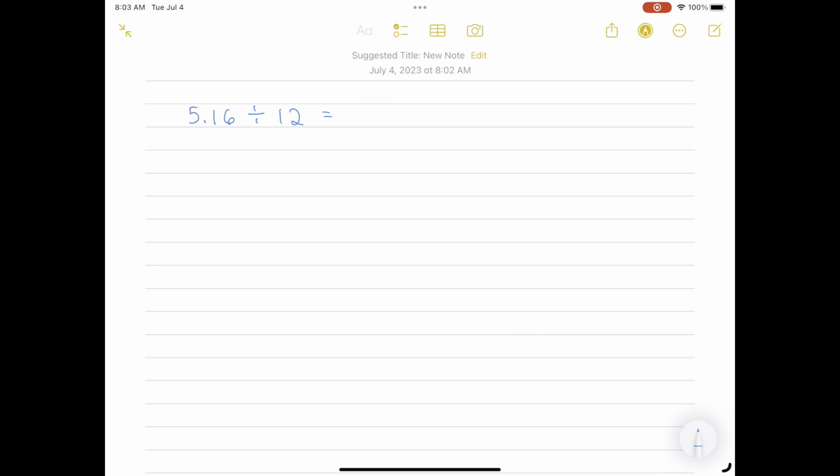5.16 divided by 12. We write down the equation. We are dividing by a whole number, 12, so there's no need to move the decimal point there. We start by putting a decimal point on the quotient line above the decimal point of the dividend, and we write a 0 in front of it. Now we ignore the decimal points and do the division as if it was a whole number division.